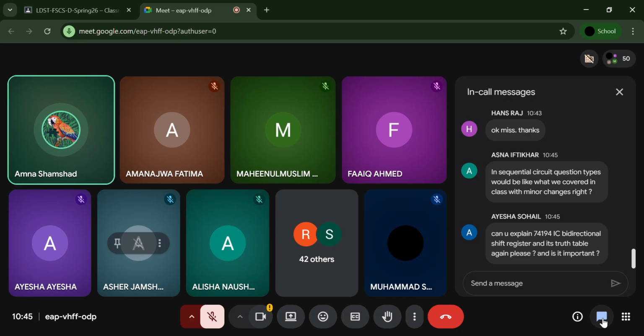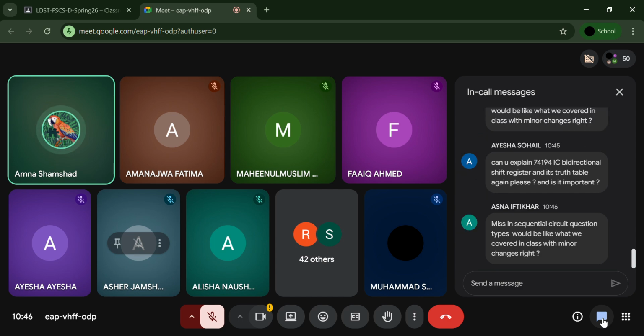Okay, Aisha, I will explain it. Yes, it's important. I will share that picture and then I will explain it. But before this, I have to take an assignment from all of you, so I'm sharing a link on GCR. Is only this 7194 left, or any other query? And the one from the COD is about counters. These two queries are left.